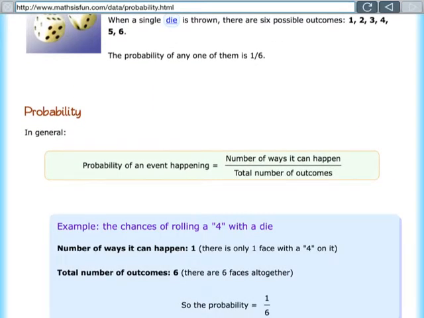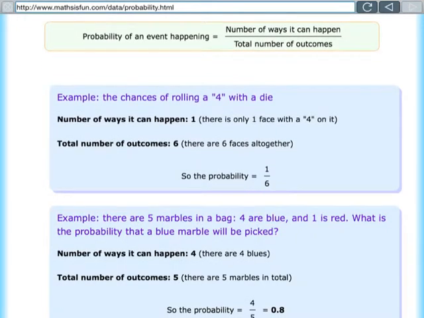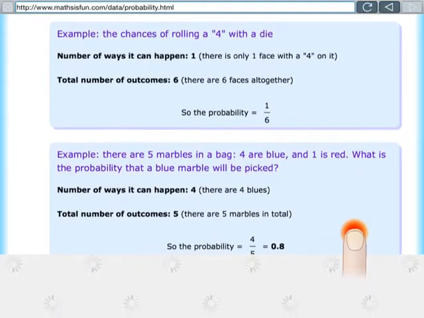So in general, the probability of an event happening is the number of ways it can happen over the total number of outcomes. So, for example, the chances of rolling a 4 with a die, the number of ways it can happen is 1. There's only one face with a 4 on it. The total number of outcomes is 6 because there are 6 faces altogether, so the probability is 1/6.